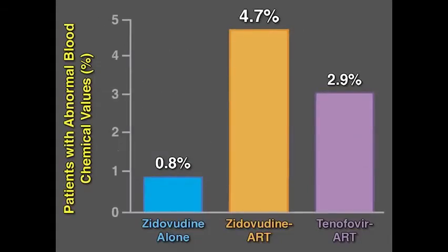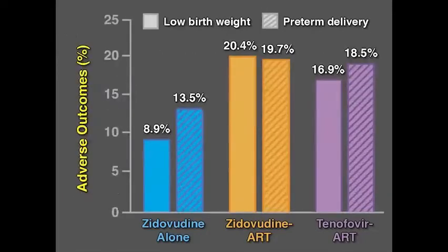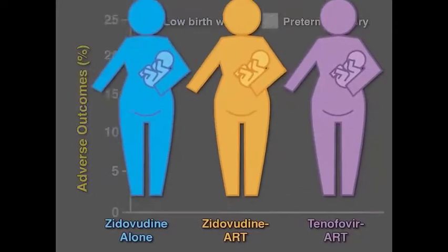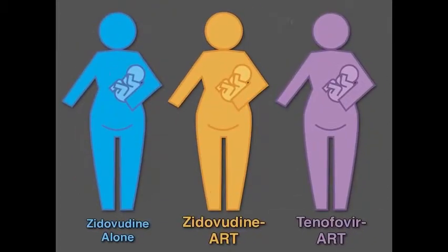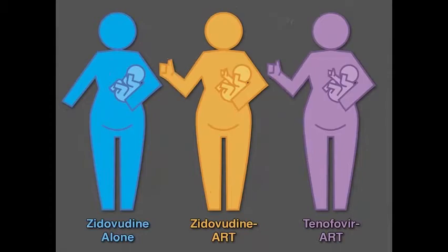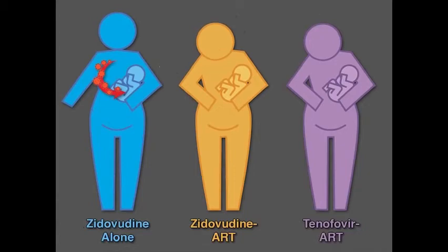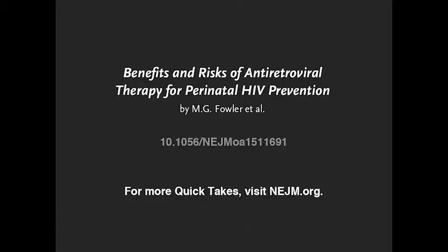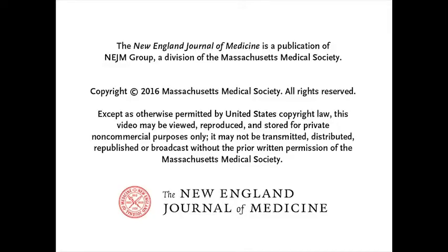However, the zidovudine ART and tenofovir ART groups had higher rates of maternal chemical abnormalities than the zidovudine alone group. Zidovudine ART and tenofovir ART were also associated with more adverse pregnancy outcomes, such as low birth weight and preterm delivery. The authors conclude that combination antenatal ART resulted in significantly lower early HIV transmission than zidovudine alone, but at higher risk of adverse maternal and neonatal outcomes. Full trial results are available at nejm.org.